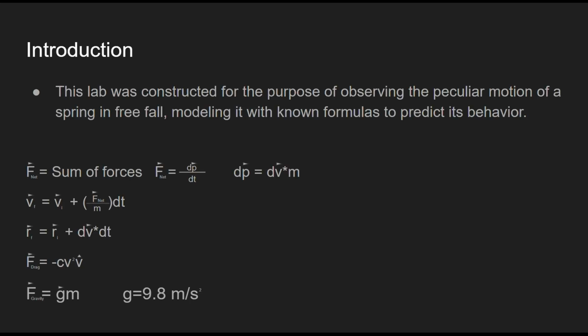This lab was constructed for the purpose of observing the peculiar motion of a spring in freefall, a slinky in freefall, and modeling it with known formulas to predict its behavior. The important physics principles that we're going to use are Newton's second law, the momentum principle, which can be rewritten as the velocity update formula. We're also using the position update formula, the formula for quadratic drag, where it is relative to the square of the velocity, and the force of gravity, which is just mg.